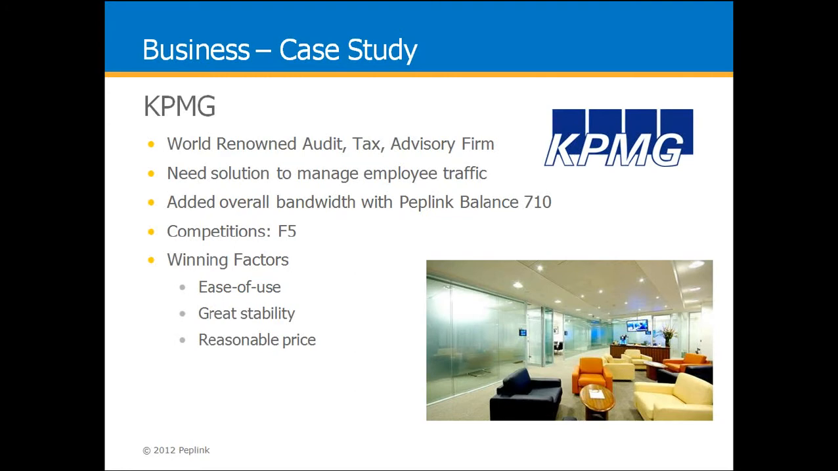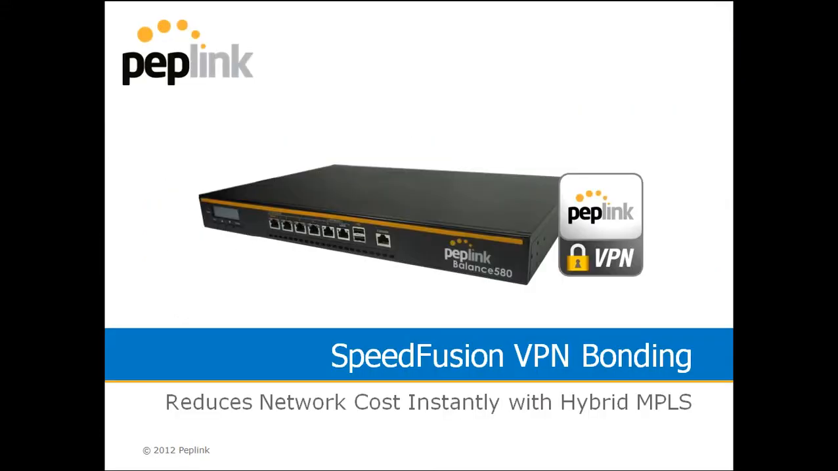KPMG, world-renowned audit, tax, and advisory firm. They needed a solution to manage employee traffic. Added overall bandwidth with a Peplink Balance 710 for the network. Competitors were F5. Winning factors: ease of use, great stability, and reasonable pricing.